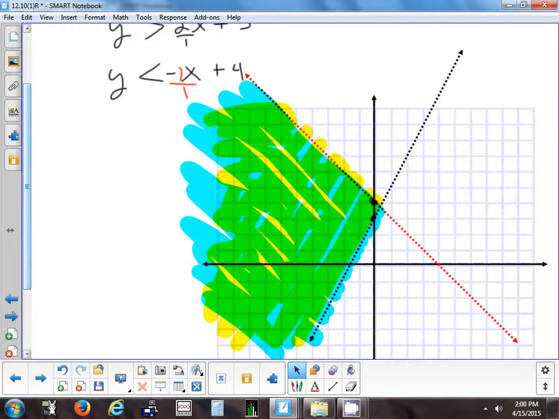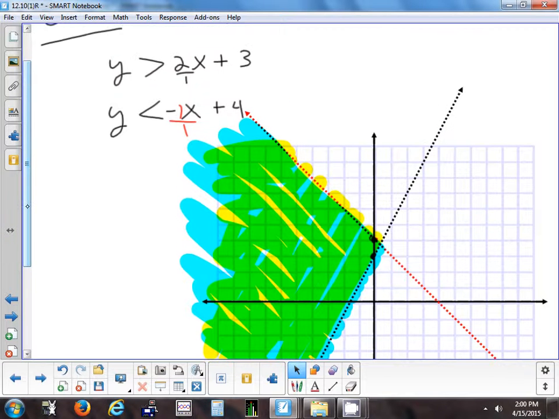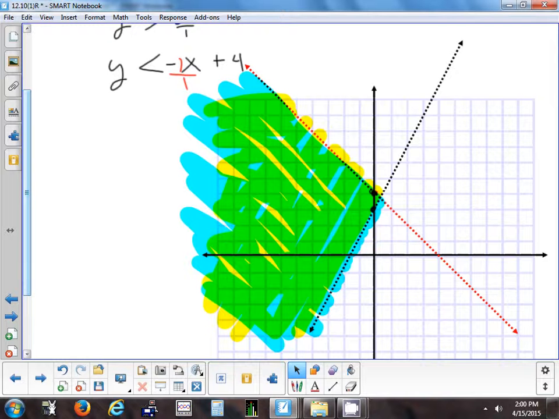Okay. Any question on that? Okay, everyone sees that was the overlap? We're good? Okay, anyone else need to see that any longer? Okay, let's try the next one.